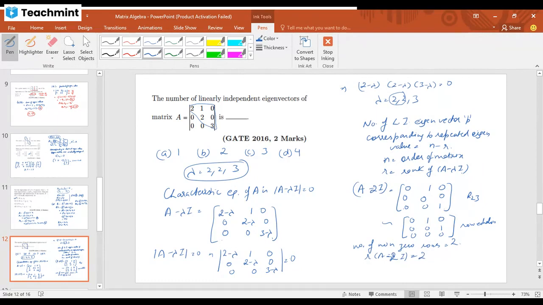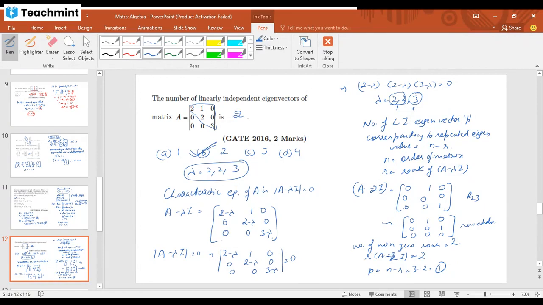What is the order of the matrix? The order of the matrix is 3. So therefore P is equal to n minus r, 3 minus 2 is equal to 1. So it means that it has one eigenvector corresponding to these two eigenvalues, and one eigenvector we will get corresponding to 3. So the total number of linearly independent eigenvectors is 1 plus 1, that is 2. So the correct answer is 2, that is B.